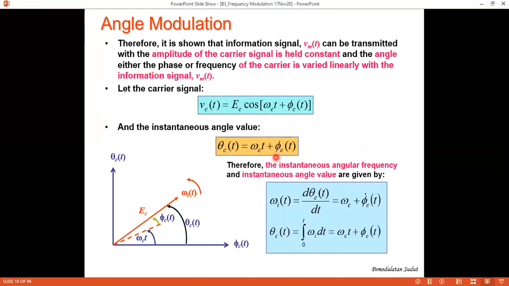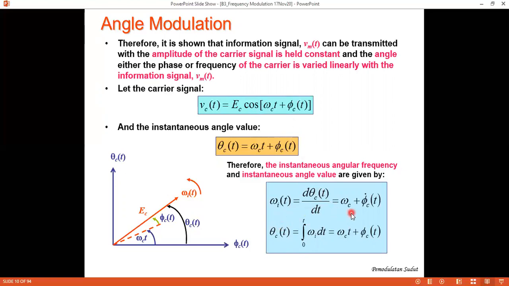So the instantaneous angular frequency omega IT is equal to the derivative of our angle, so it becomes omega C plus the first derivative of our phase deviation. This part phi CT is the phase deviation, because our omega C is actually fixed. It's a reference frequency of the carrier. So this is where we start. The phi CT here is the part that is changed due to our VMT.